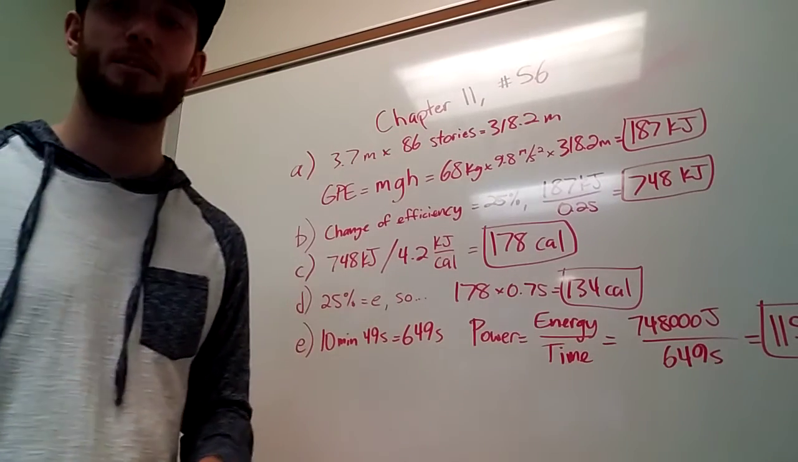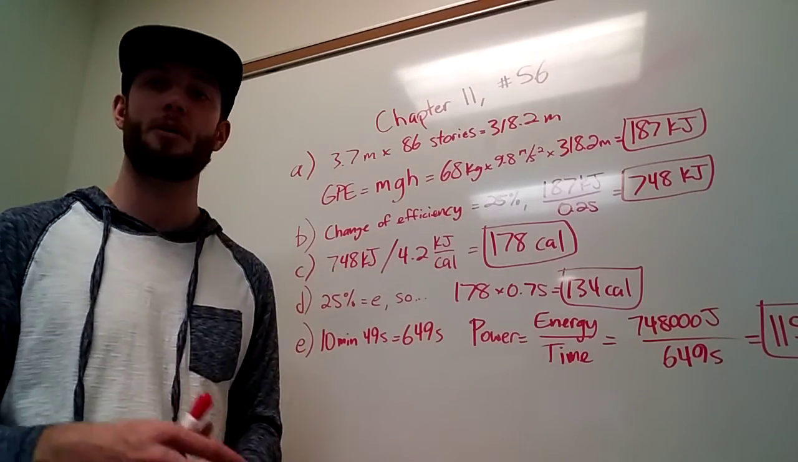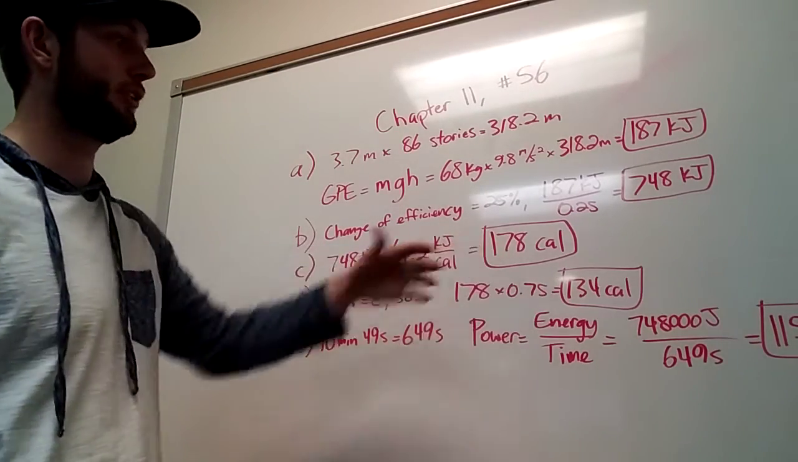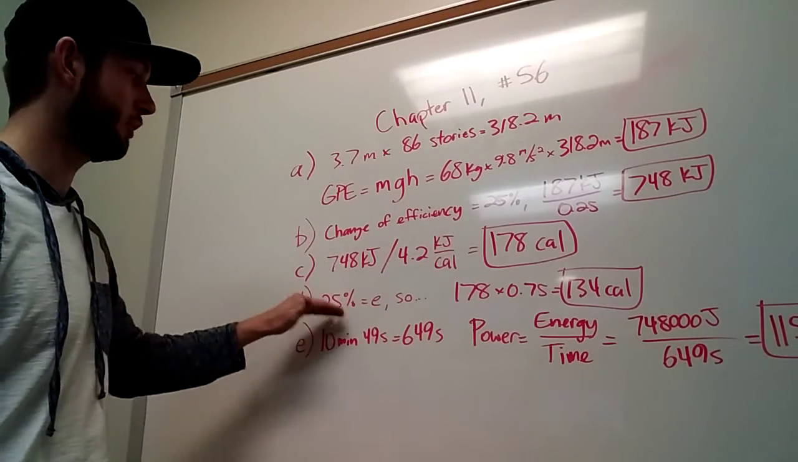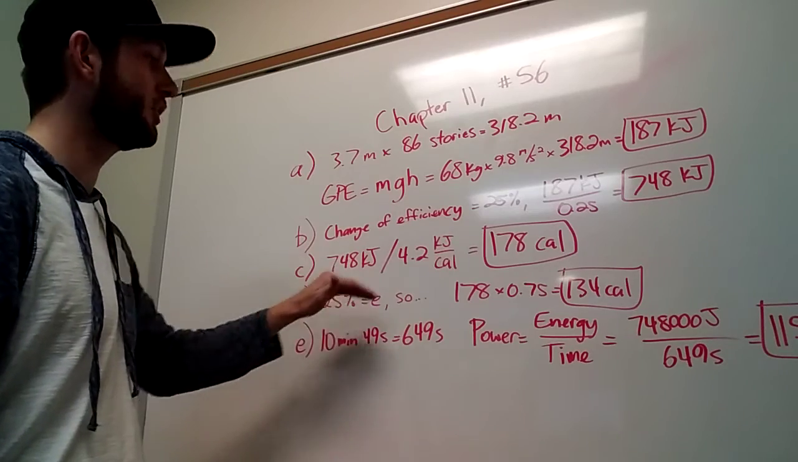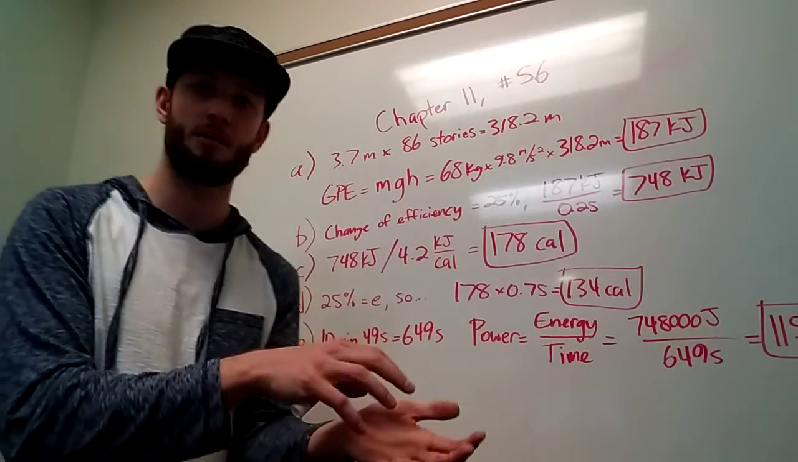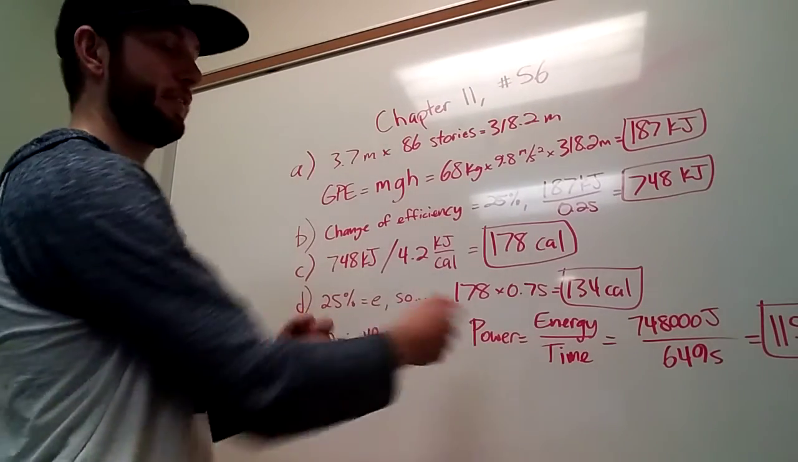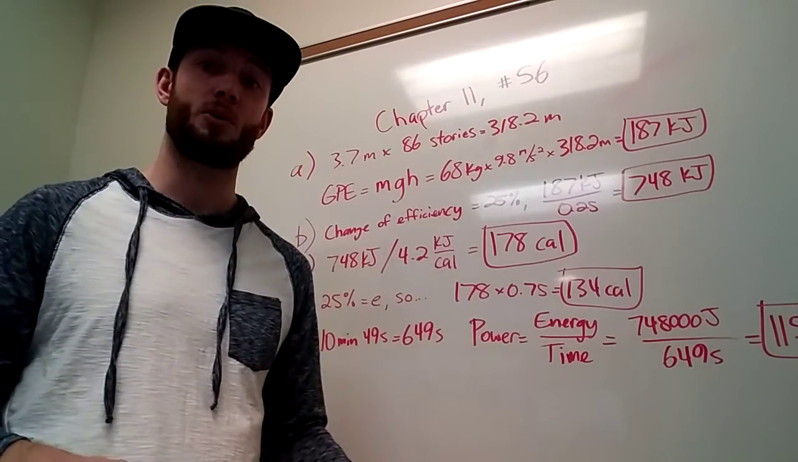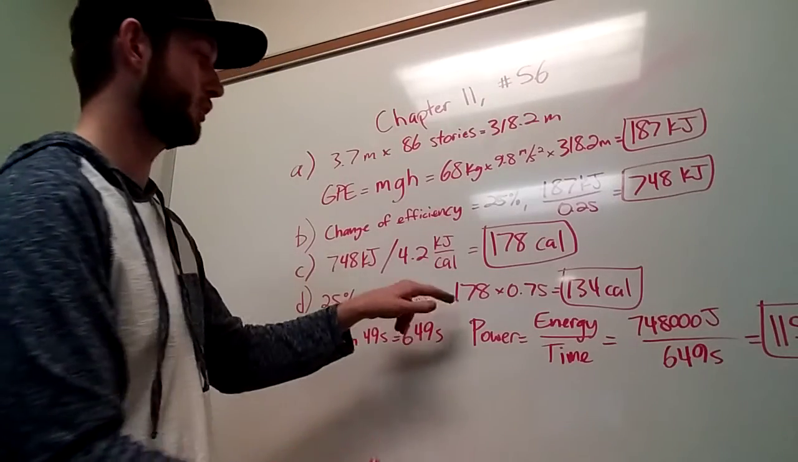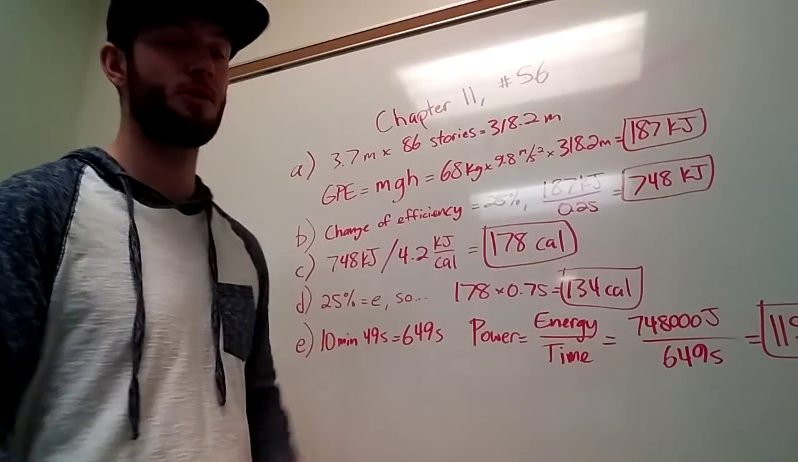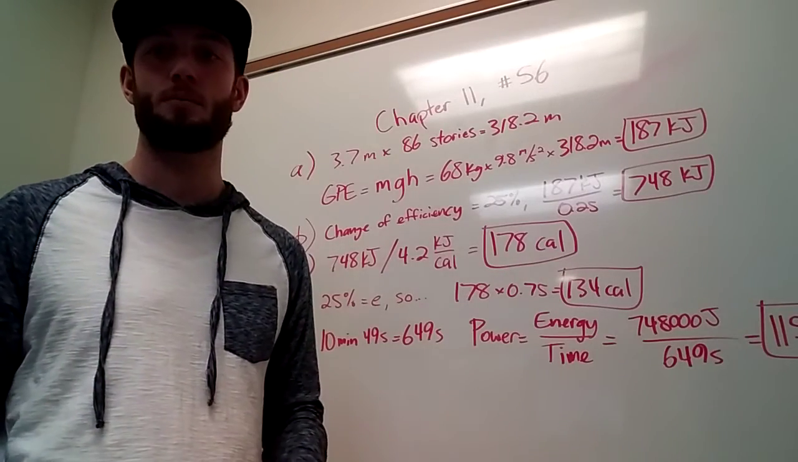Part D then asks, of those calories that were burned, how many were converted into thermal energy? All right, so we have 178 calories burned, and we know we were only 25% efficient. So if 25% of the calories being burned were being used for energy, that must mean that 75% of the calories burned were just going into thermal energy. So we can just multiply 178 by 0.75, and that will tell us that 134 calories were actually just converted into thermal energy.